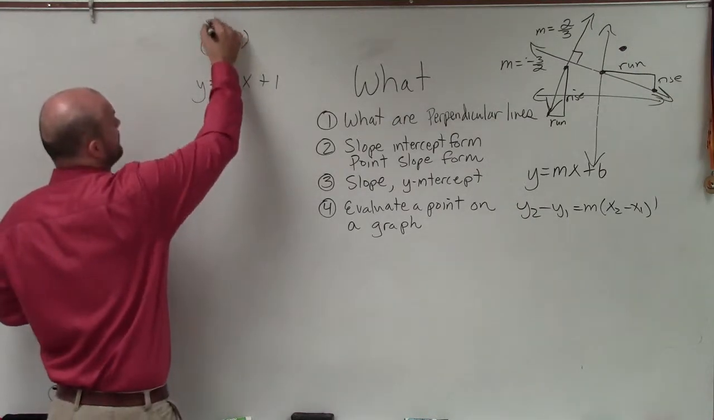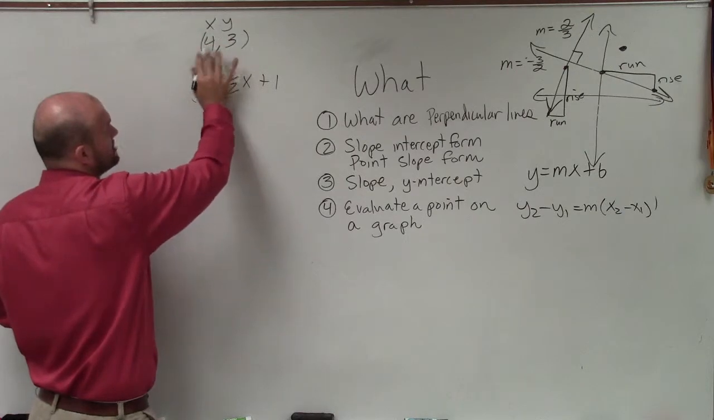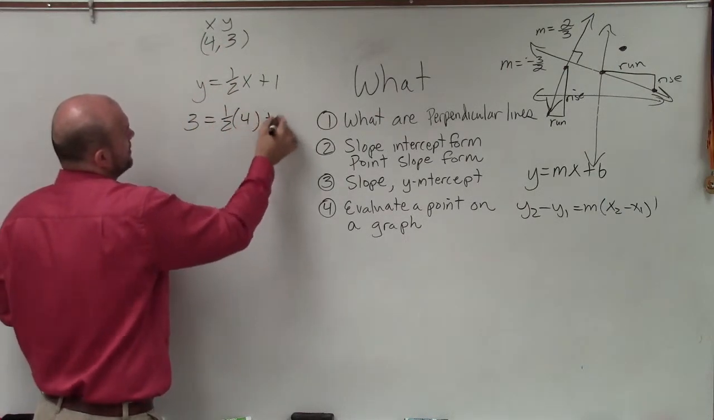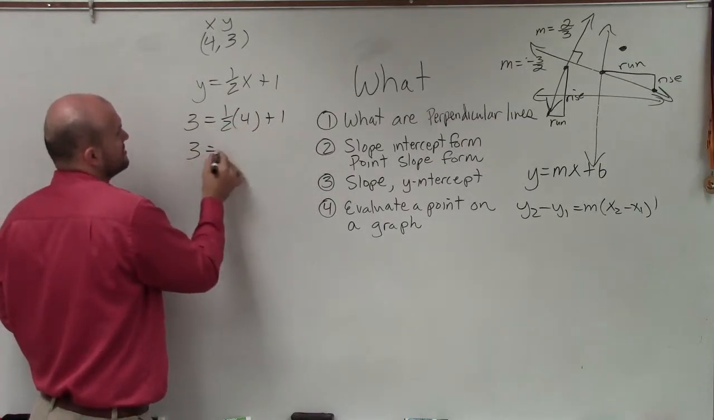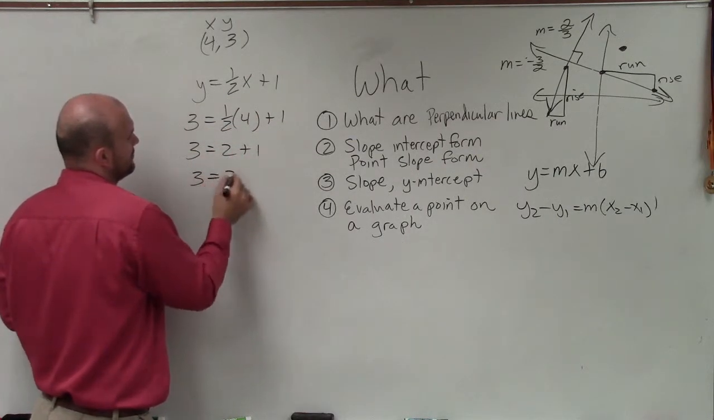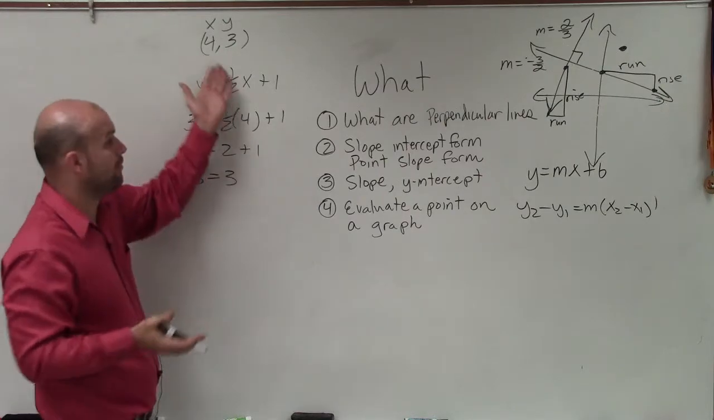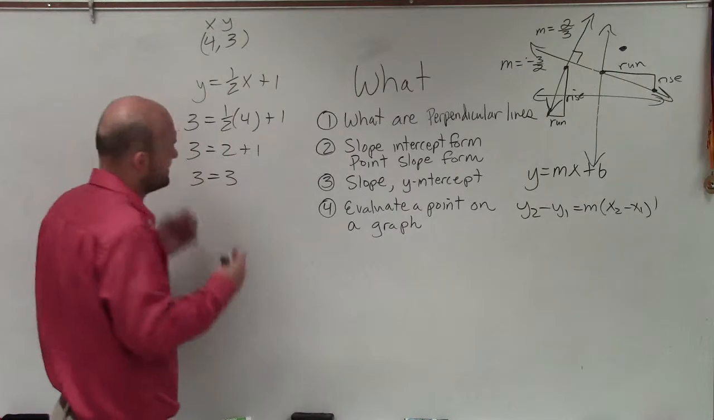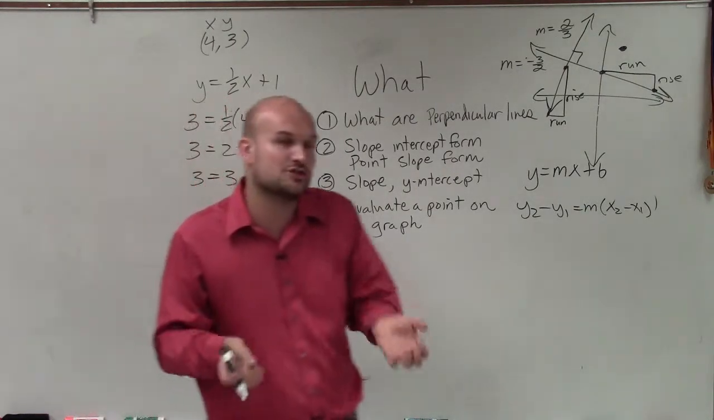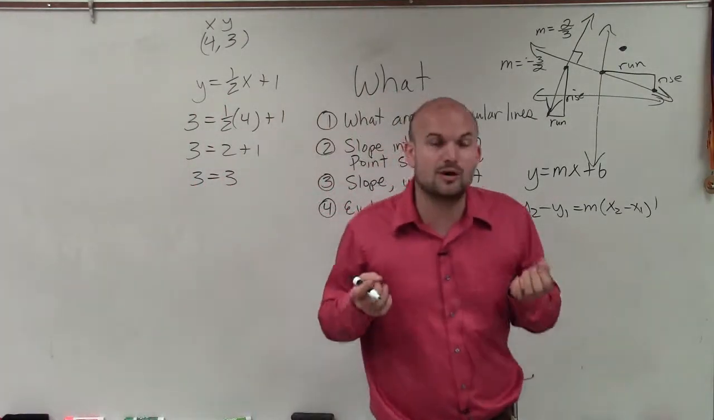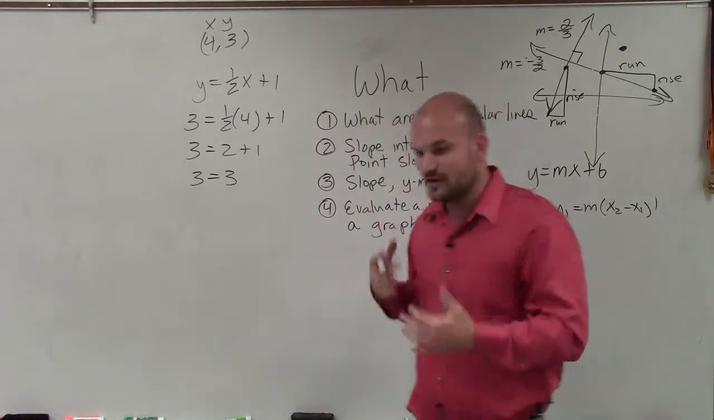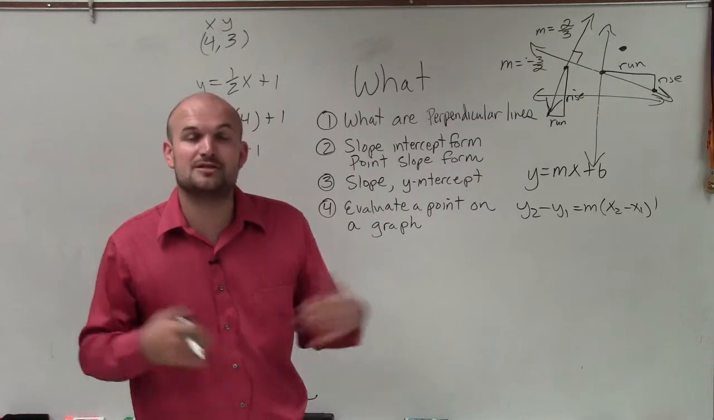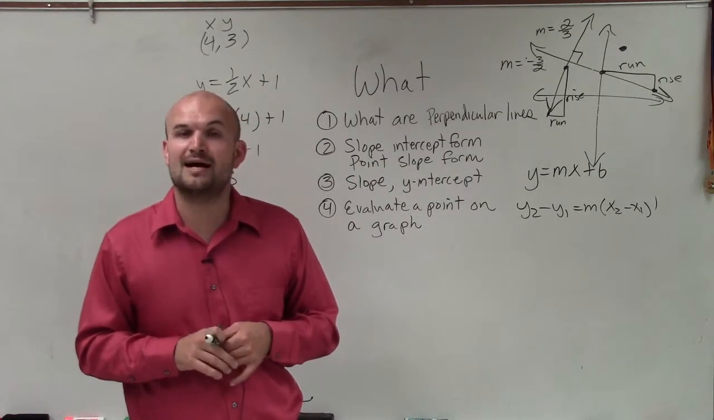To do that, what we simply do is plug in the points for x and y. We have 3 = 1/2 times 4 + 1. Well, 1/2 times 4 is equal to 2, plus 1. 3 equals 3. Now, if this wasn't true, then that point would not lie on the line. It'd be like a point that's off there. But since this point makes this equation true, that means we know it's going to lie on the line. So that's a very important point as we're working through this course. But that is about everything that you're going to need to know to be able to write the equation of a perpendicular line through a point.